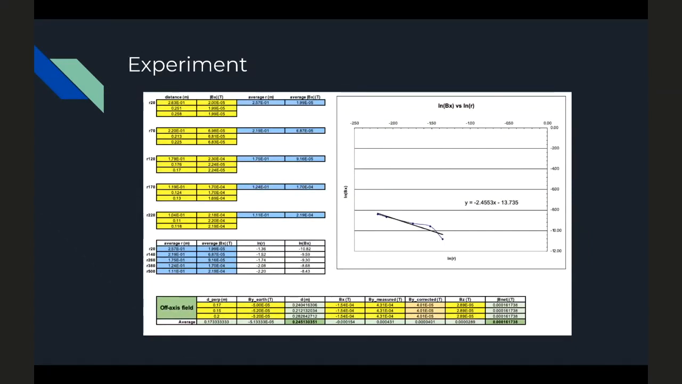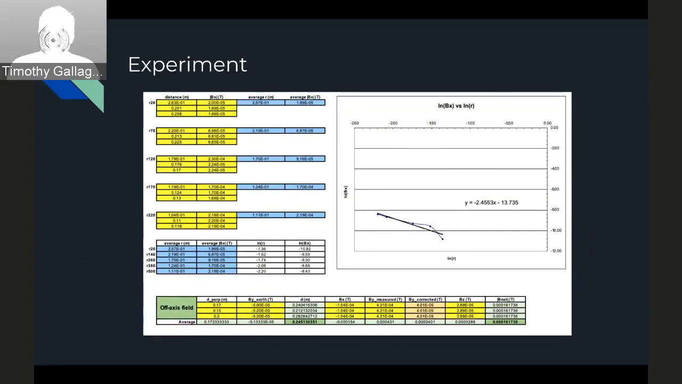After performing the experiment, we can see the results here. The averages are automatically calculated after inputting my 3 observations for each section. The natural log equation I calculated is negative 2.553 minus 13.735.